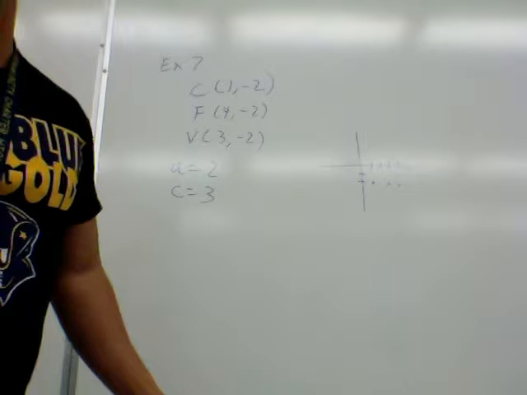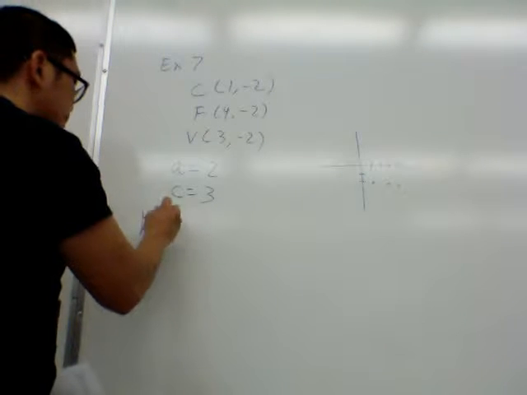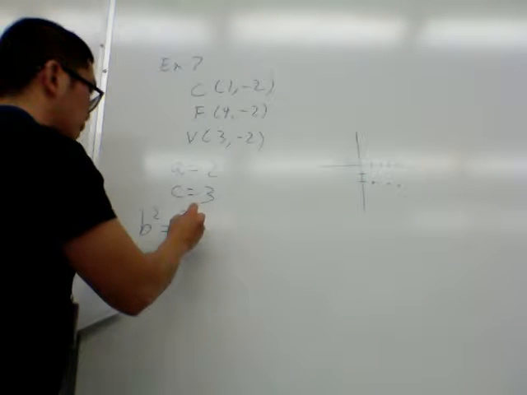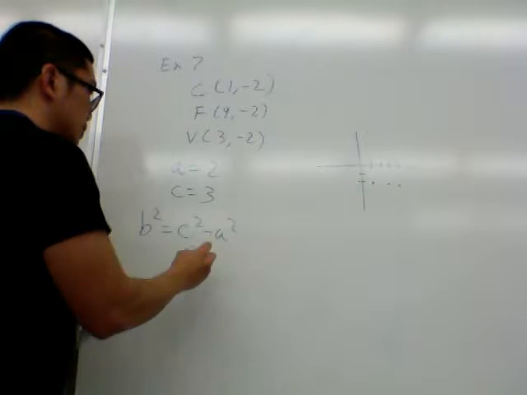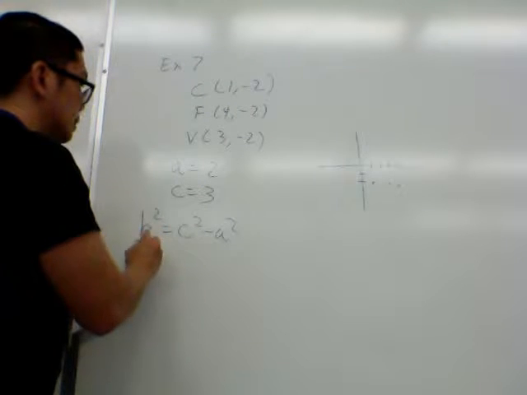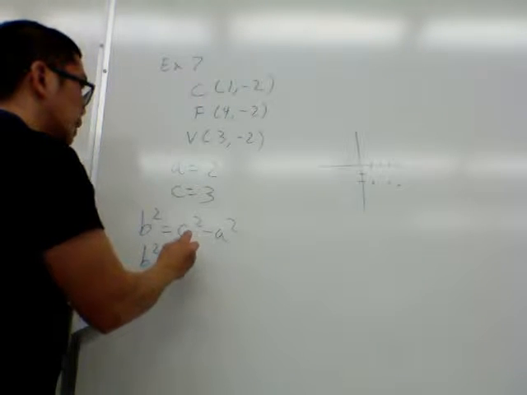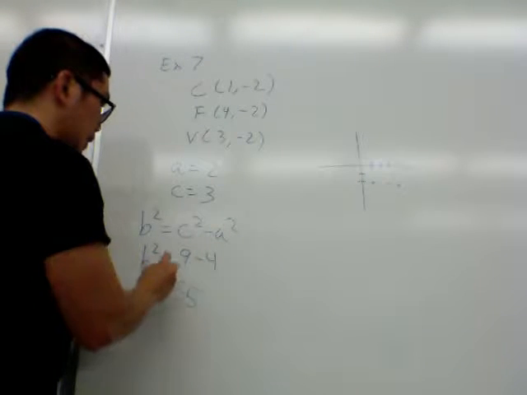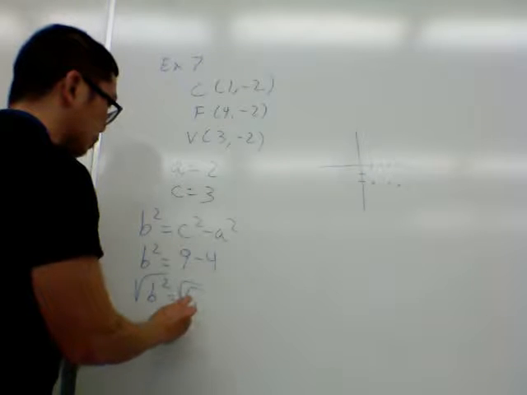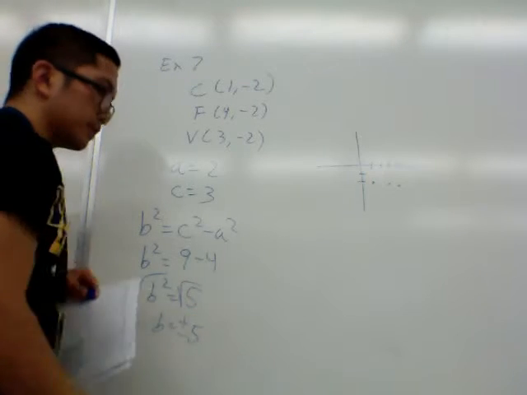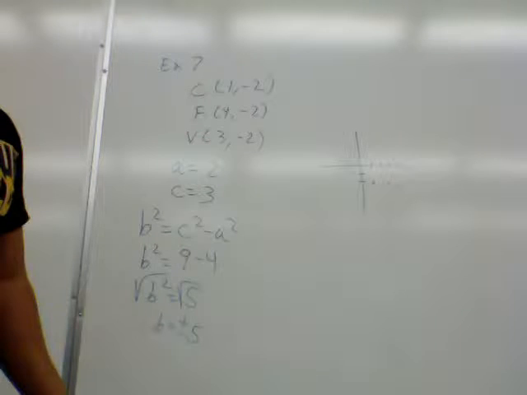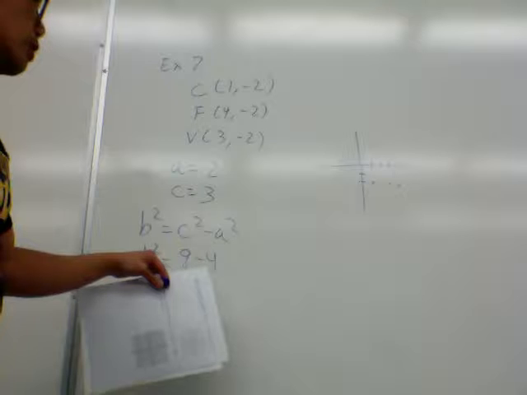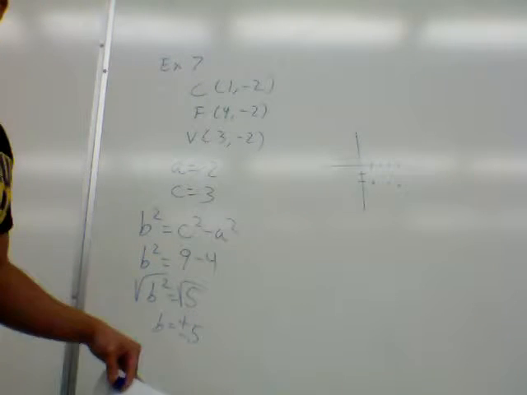So now I know that I'm going to find B squared, and B squared is equal to C squared minus A squared, okay? So B squared is equal to 9 minus 4. B squared is equal to 5. I square root both sides, and I get b is equal to plus or minus square root of 5. Okay? So I actually have all the stuff that I need to find my equation.